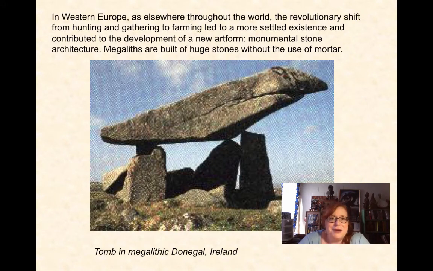So in Western Europe, as elsewhere through the world, there is a revolutionary shift from hunting and gathering to farming. So again, people stopped being nomadic and they settled down and started to build large monuments out of stone. And megaliths are built of huge stones without the use of mortar. So mega means big, lith means stone, and we're going to see all kinds of megalithic monuments. So what you're looking at here is a tomb in megalithic Donegal in Northern Ireland. And we'll talk about this particular construction as well, because we see it all across the British Isles.